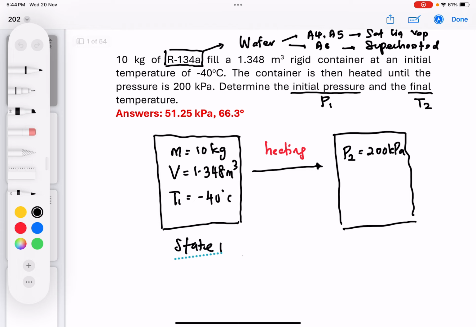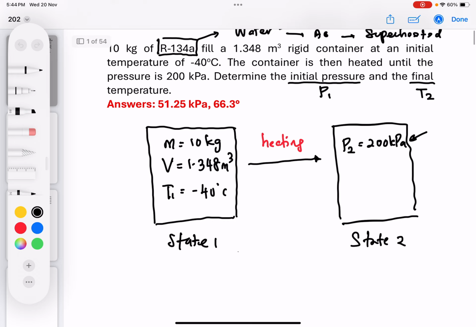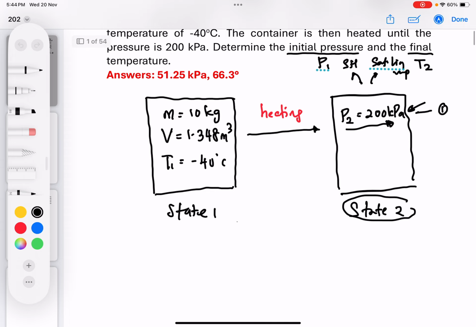If we take a look at this question, you should notice that for state number 2, the final state, we only have one property. In order for us to use the steam table, we should have at least 2 different properties. In this case, we have only the pressure, so we cannot determine the properties in state 2 because only one property is given. For a pressure of 200 kilopascal, it can be in the superheated region, or sometimes it can also appear in the saturated liquid vapor form. So we need a minimum of 2 different properties.